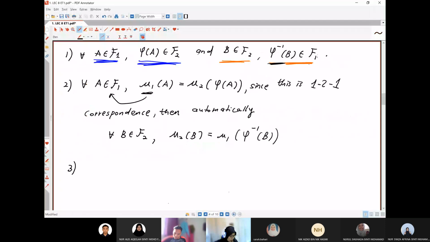Now, the third property, we will draw a commutative diagram. So a commutative diagram is given by this. We have two transformations, right? So this T is from X to X. And another transformation is S from Y to Y. So how to draw the commutative diagram? You will have X, X, Y, and Y. Okay. So this X to X, we apply transformation T. This Y to Y, we apply transformation S.